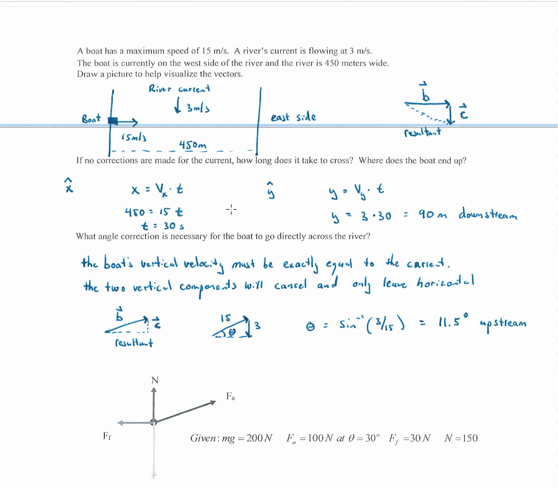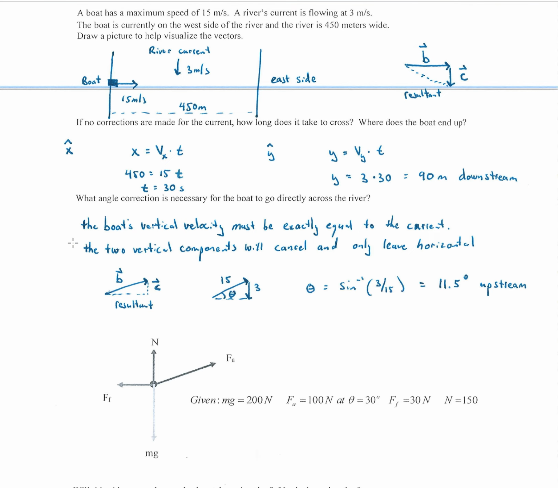What's happening vertically? Well, the river is going down at 3 meters per second, so I'm going to drift 3 meters per second for the 30 seconds, and I'm going to drift 90 meters downstream. In this case, the boat's velocity and the current's velocity don't have anything to do with each other. The boat's going horizontal, the river's going vertical. If we don't adjust, they actually don't affect each other at all.